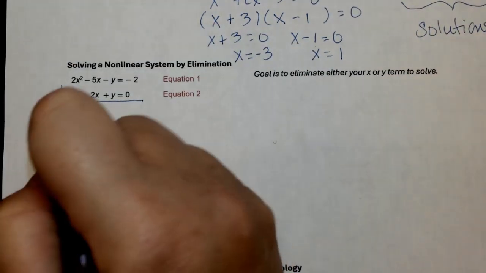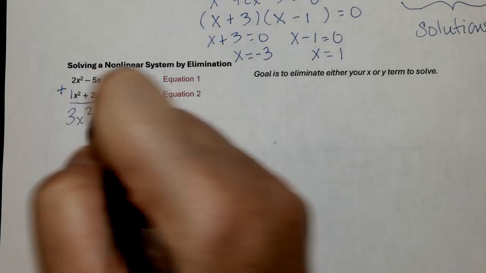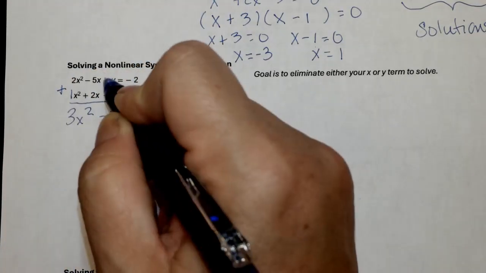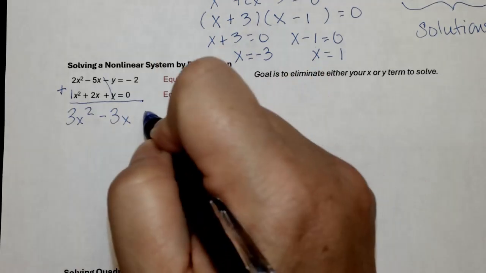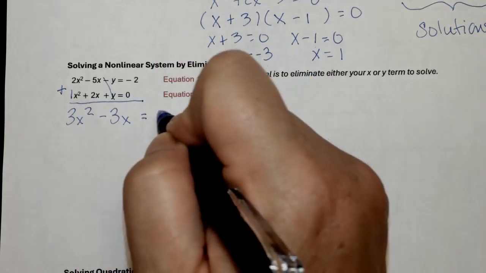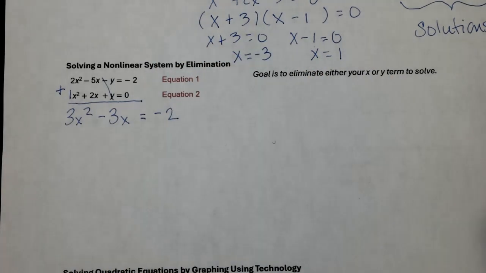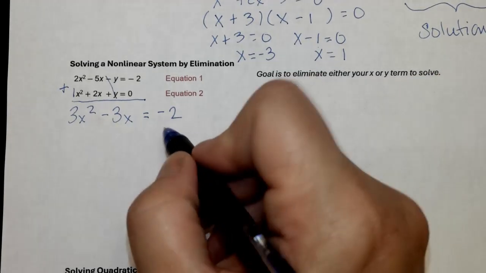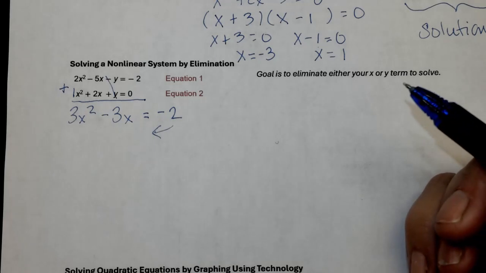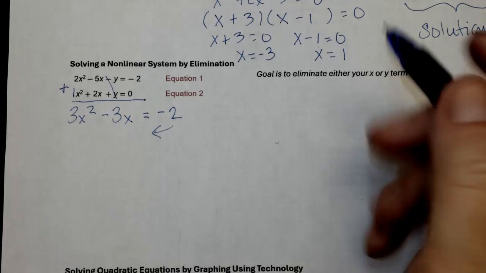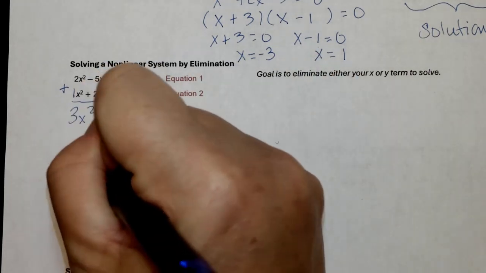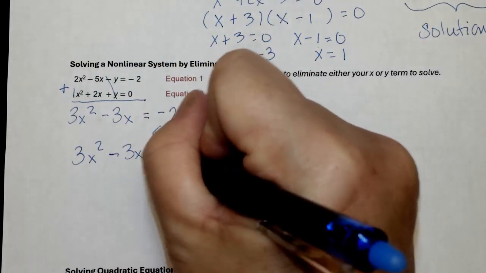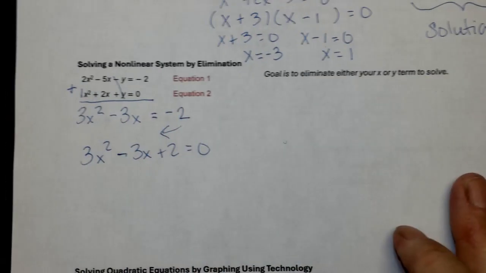All right, so we're going to add it like it's an addition problem. So 2x squared plus x squared gives us 3x squared. Negative 5x plus 2x gives us negative 3x. And those y terms cancel out, giving us 0, equals negative 2 plus 0, which gives us negative 2. All right, so remember we need to set our equation equal to 0, so we're going to move the negative 2 over there by adding it. So we end up with 3x squared minus 3x plus 2 equals 0.